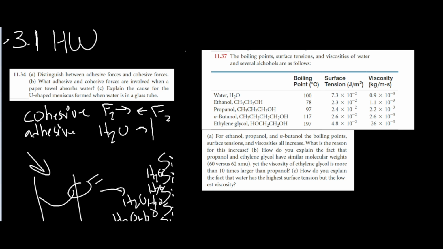So we see that water has the highest surface tension but the lowest viscosity. It has the highest surface tension because it is the most polar, and it has the lowest viscosity because it is the smallest. And that is all.